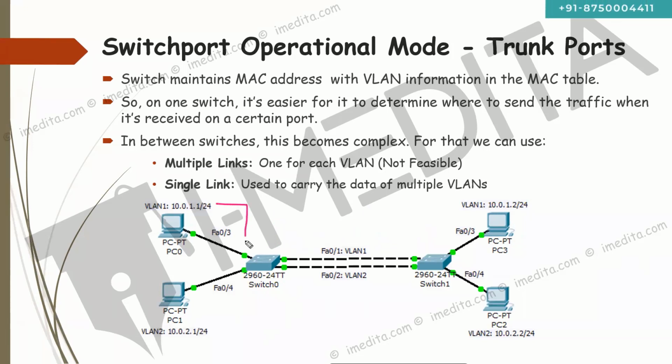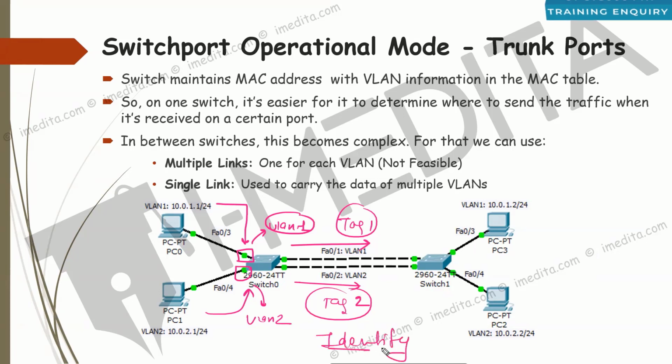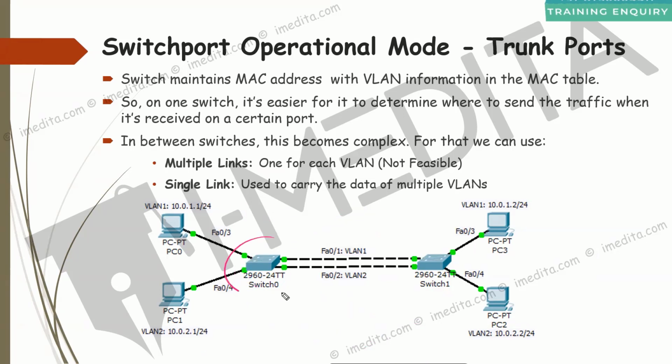So the switch port receives the data in VLAN 1. The switch port receives the data in VLAN 2. This port is configured in VLAN 2. So when the traffic is passed through this trunk link, if the traffic belongs to VLAN 1, a tag will be added. If the traffic belongs to VLAN 2, a tag will be added. The tag is used to identify which VLAN the data belongs to.